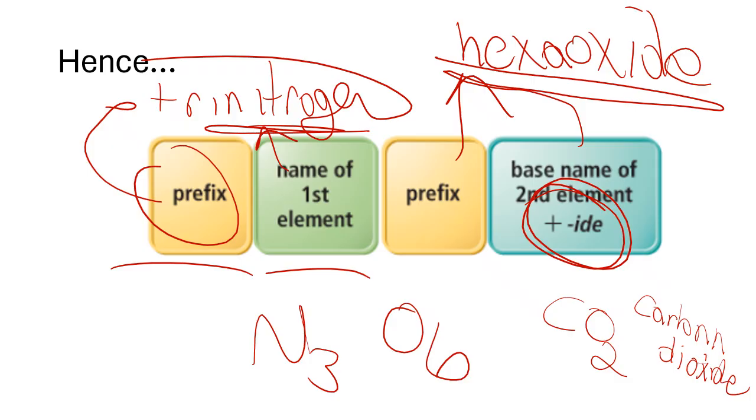So you knew that before you took any chemistry class. And it follows that exact set of rules there. You have a prefix, although it's not monocarbon dioxide because there's only one. And then you have the name of the first element, then the prefix and name of the second element.